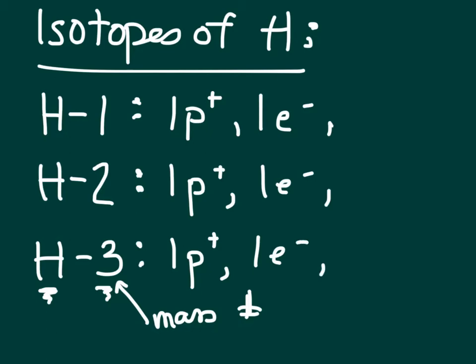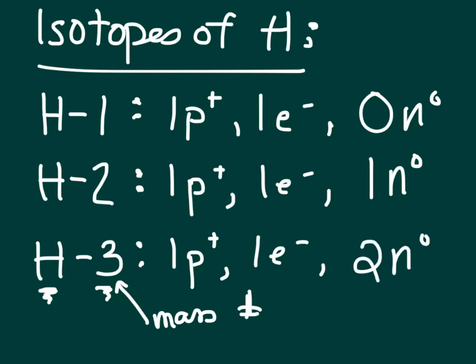Hydrogen 1 has a mass of 1, and it has 1 proton. How many neutrons does it have? 0. Hydrogen 2 has a mass of 2, has 1 proton. How many neutrons does it have? 1. Hydrogen 3 has 1 proton. How many neutrons does it have? 2. Those are your isotopes.